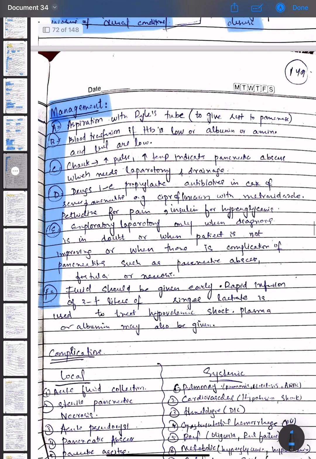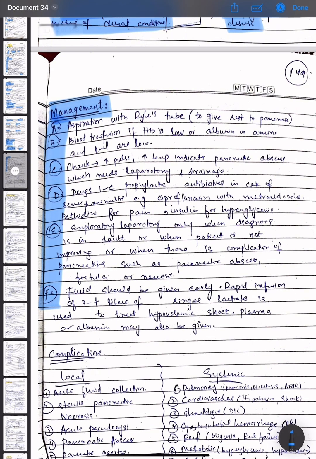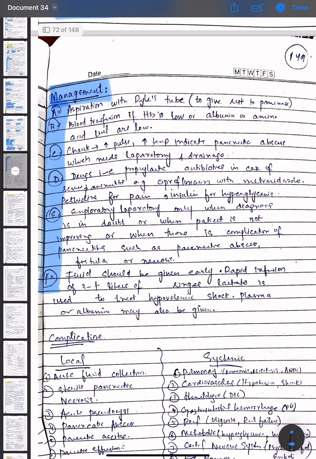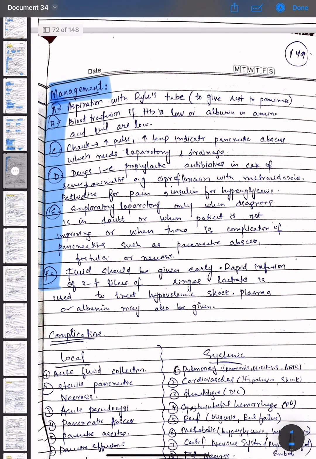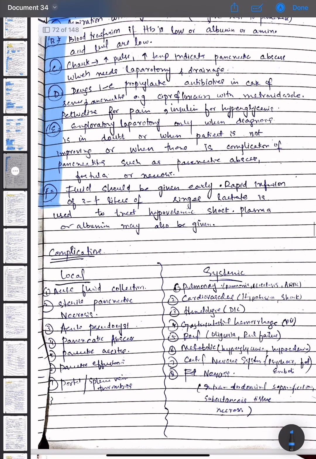For D is drugs, that is prophylactic antibiotics in case of severe pancreatitis, for example ciprofloxacin with metronidazole, pethidine for pain, insulin for hyperglycemia. And for E is exploratory laparotomy, only when diagnosis is in doubt, or when the patient is not improving, or when there are complications of pancreatitis such as pancreatic abscess, fistula or necrosis. For F, fluid should be given early. Rapid infusion of 3 to 4 liters of Ringer's lactate is used to treat hypovolemic shock. Plasma or albumin may also be given.